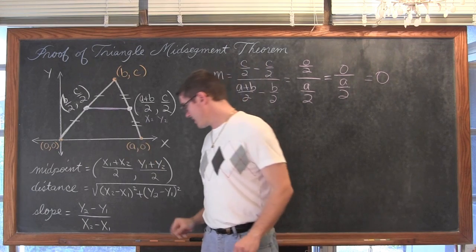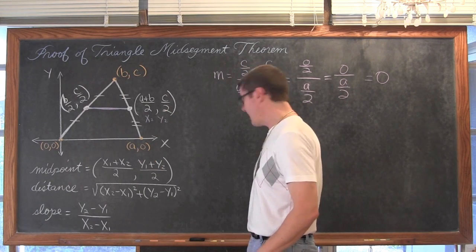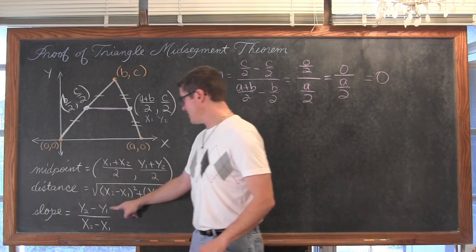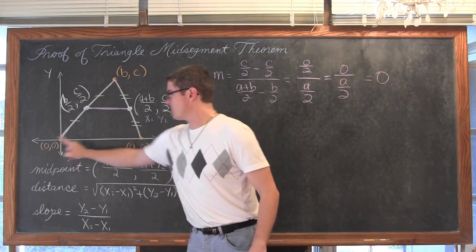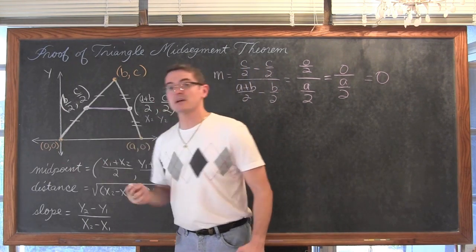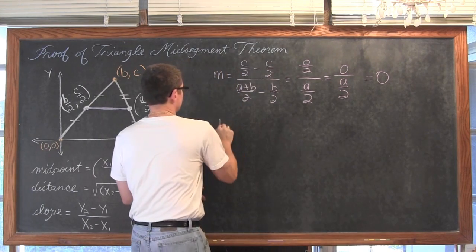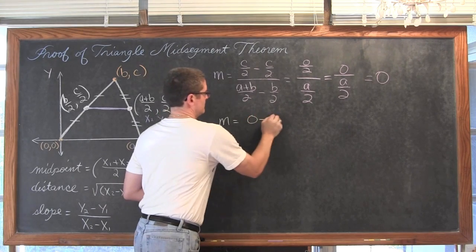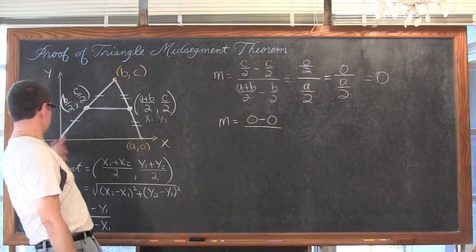And we're going to do the same thing with the bottom line, and we're going to get that slope of 0 again, but just to make sure, let's see, again, slope, y sub 2 minus y sub 1 over x sub 2 minus x sub 1. So our slope is going to be, again, 0 minus 0 over a minus 0.